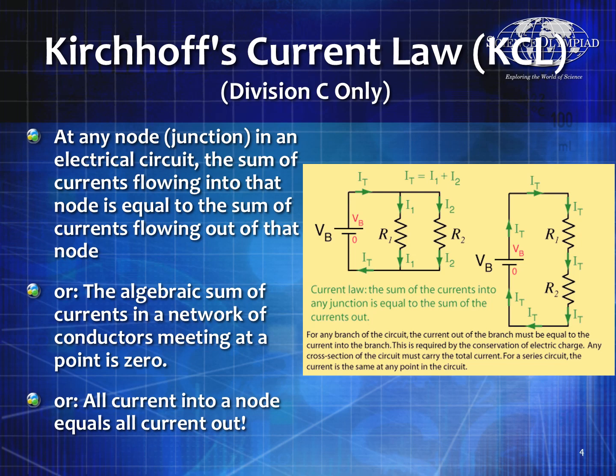In Kirchhoff's Current Law, also Division C only, but very useful for circuit analysis, the key thing to keep in mind, with the exception of the output of an operational amplifier, is that all the current going into a particular node anywhere in a system is equal to all the current coming out at any point. So in other words, if the electrons go in, they gotta have someplace to go.